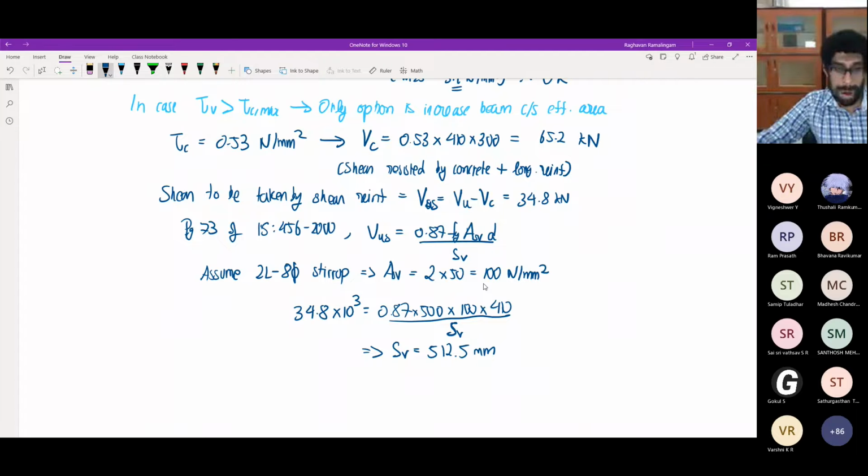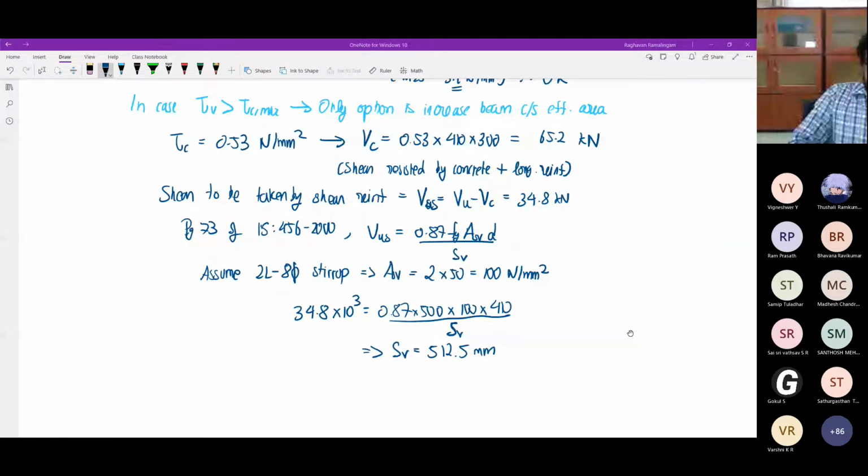Okay, the limitation I'll tell you. There's a limitation to the spacing that you give. So this comes 512.5 mm. I suppose the limitation is 300 mm. So the general typical spacing that we give is, we'll also give for this 8 mm bars at 220 centimeters. Whatever we gave before, the same, like 8 at 220. So the same can be repeated in this case also.